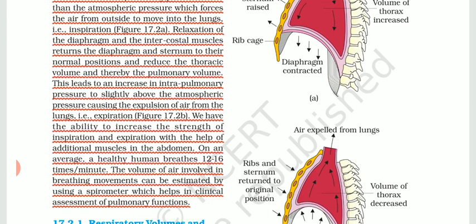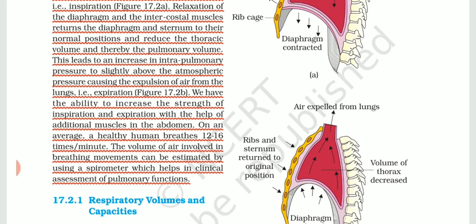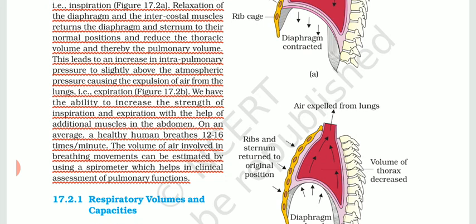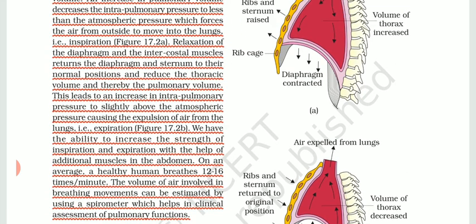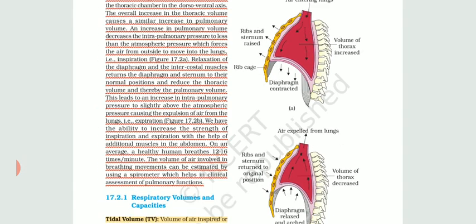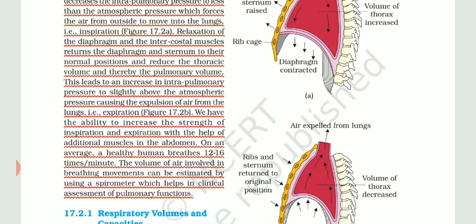Now let's talk about what will happen during exhalation. When the diaphragm relaxes, right, it will come up. And the intercostal muscles will return the diaphragm, and even the sternum as well as the ribs, to their original position. You can see the arrows are pointing inwards, right? Now you can compare the thoracic cavity. In the first diagram it is big, the space is more. But in the second case the space has reduced, because now there is a need to expel the air from the lungs. So these organs play a very important role.